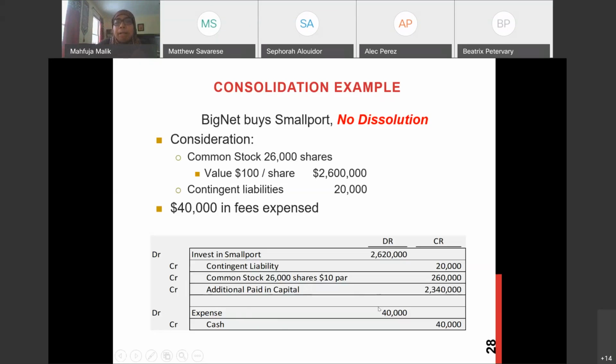Yes, additional paid-in capital: $100 is their current share price, $10 is the par value, so $90 each share is additional paid-in capital. And how many shares did you issue? 26,000. So 26,000 shares multiplied by 90. I hope everyone knows how to do the additional paid-in capital. So first we'll show it as an investment, and then what we pay. This is just like the journal entry you did in chapter 1, first-time investment. And then of course we have some expense.